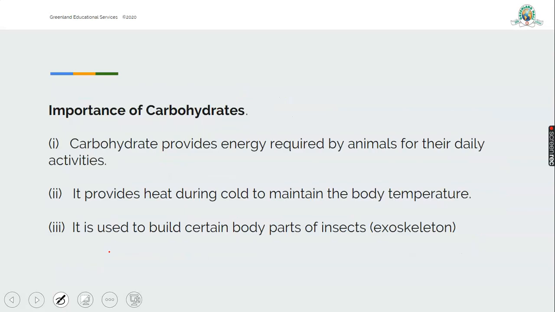Carbohydrate as a major class of food is very, very important. Among the importance of carbohydrate is that it provides us with energy for our daily activities. It also provides heat during cold to maintain the body temperature. Carbohydrate is also used to build body parts of arthropods, or what we call insects. I mean the external parts of insects. We call them the exoskeleton.